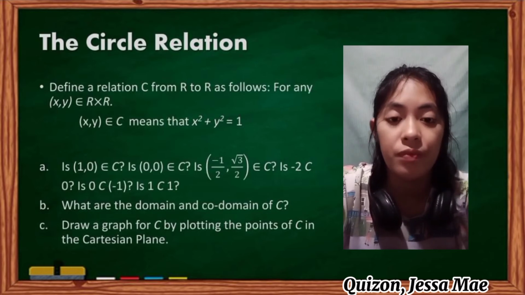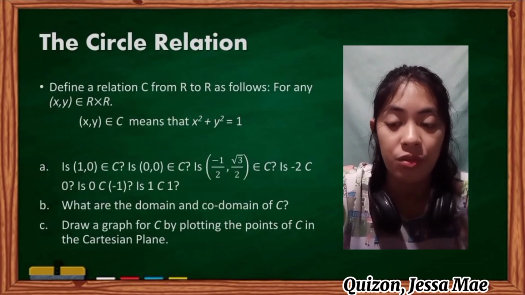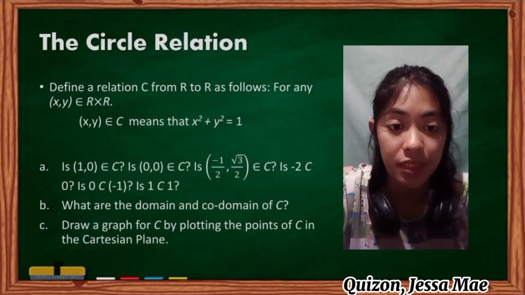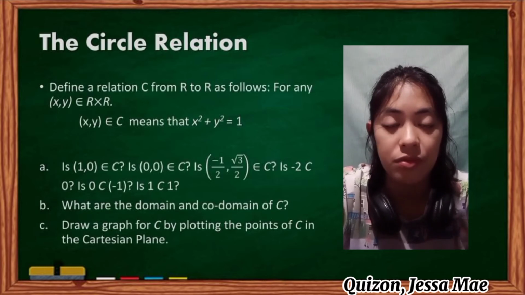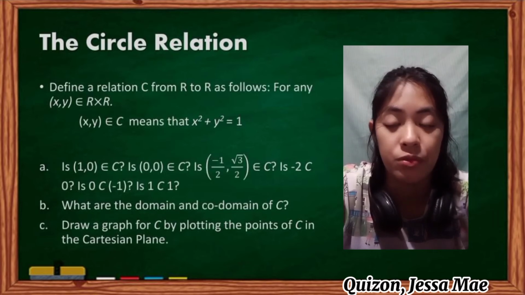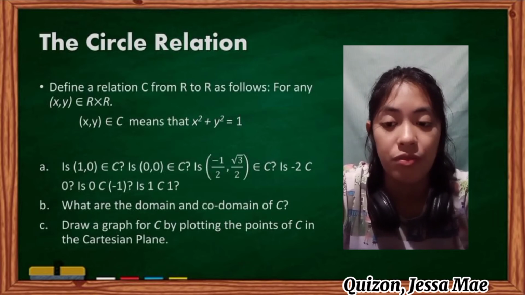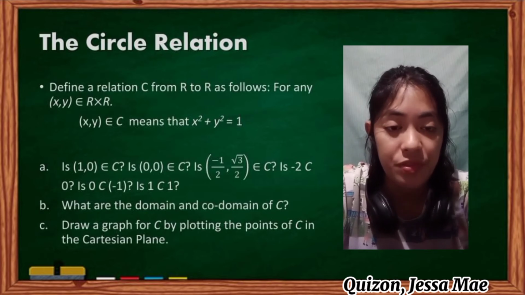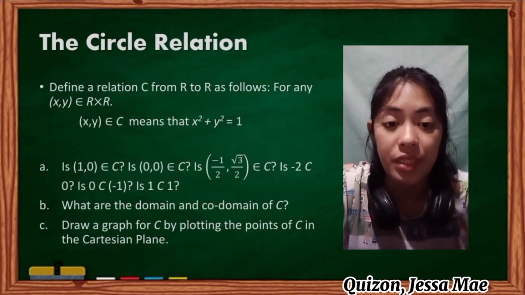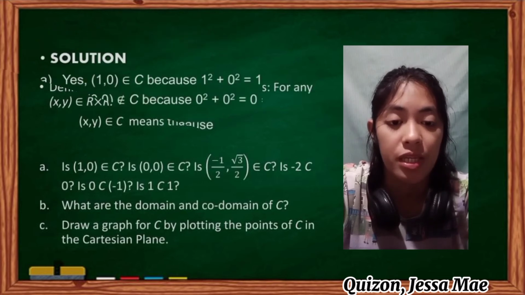For letter A, it says here: is (1, 0) an element of C? Is (0, 0) an element of C? Is (negative 1/2, square root of 3 over 2) an element of C? Is (negative 2, 0) a circle? Is (0, negative 1) a circle? Is (1, 1) a circle? Letter B. What are the domain and codomain of C? And letter C. Draw a graph for C by plotting the points of C in the Cartesian plane.